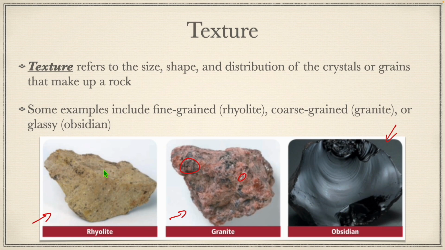So again, rhyolite is fine grained, so it has very small crystals. Granite is coarse grained, so it has larger crystals. You can see some of the dark spots here and light spots. And then obsidian, which is glassy. It has no crystals.